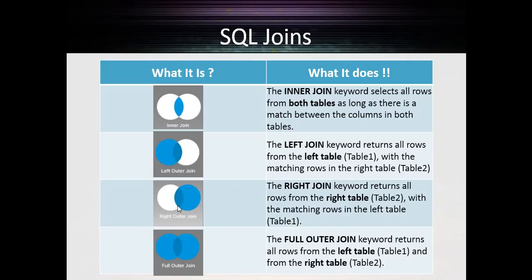Now, in the right outer join, you are not going to just get the rows which are common between the two tables, but you're also going to get all the rows which are inherent to the right table. And all the rows which were only in the left table are going to be completely ignored. Just like in the left outer join, in the right outer join, the left table is the one which is written before the right join keywords, and the right table is the one which is written after the right join keywords.